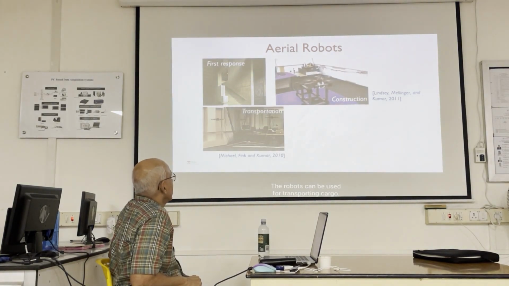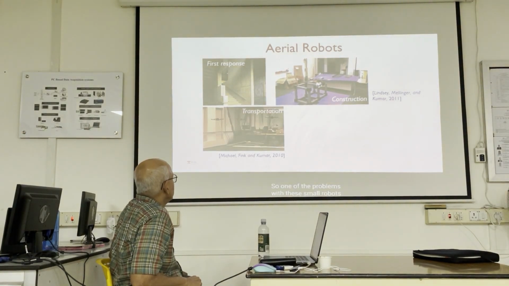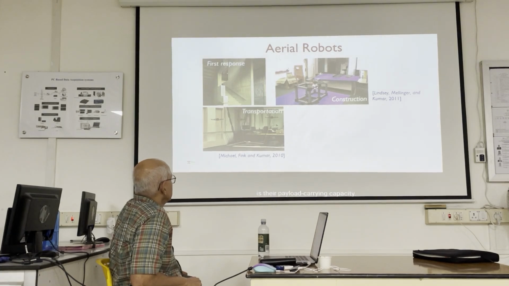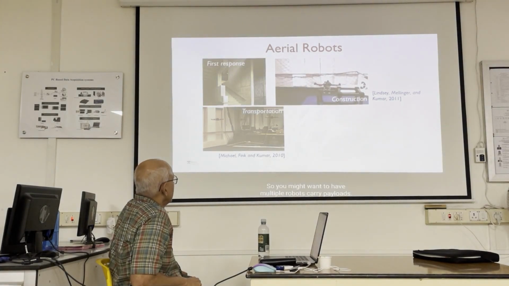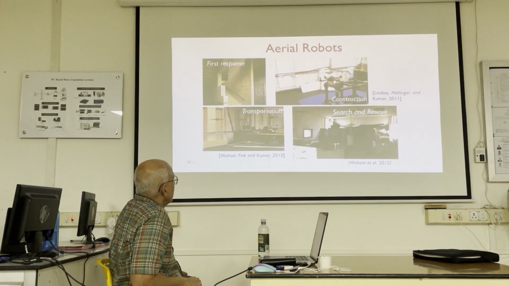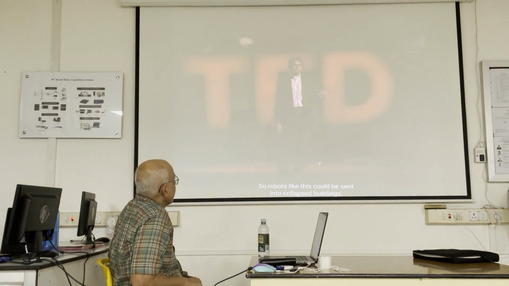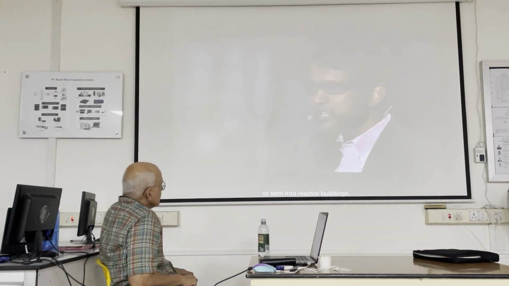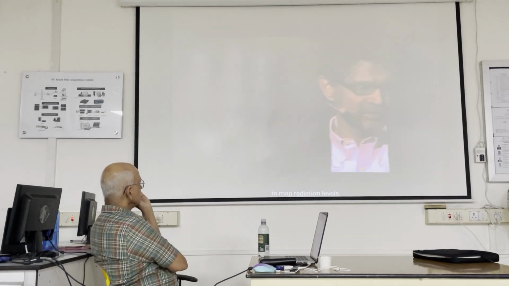The robots can be used for transporting cargo. So one of the problems with these small robots is their payload carrying capacity. So you might want to have multiple robots carrying payloads. This is a picture of a recent experiment we did, actually not so recent anymore, in Sendai, shortly after the earthquake. So robots like this could be sent into collapsed buildings to assess the damage after natural disasters, or sent into reactor buildings to map radiation levels.